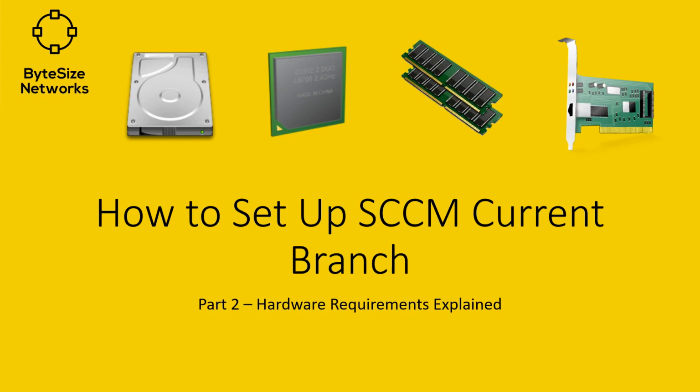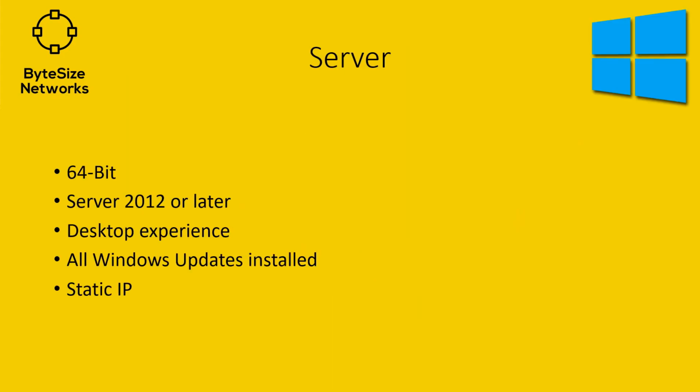And first, although it's not a hardware requirement, we'll also cover the requirements for the server that SCCM is going to run on. So you'll need a 64-bit server operating system, which is Server 2012 or later. You'll need the desktop experience installed. You can't install this on a core server. You'll need all Windows updates and a static IP address.